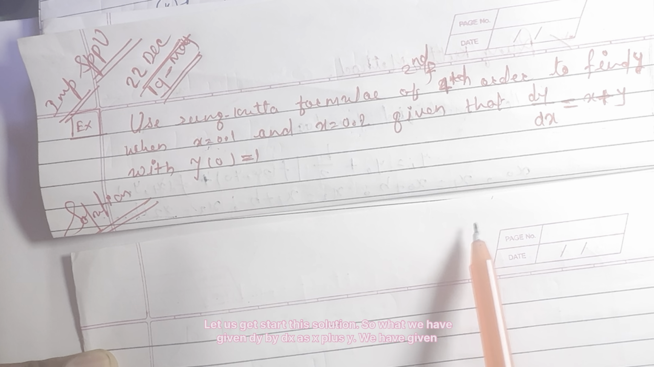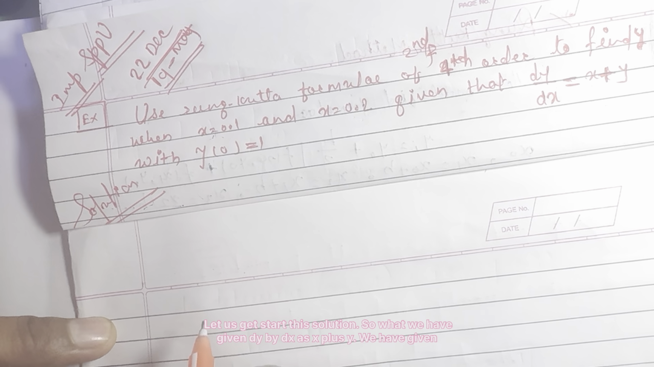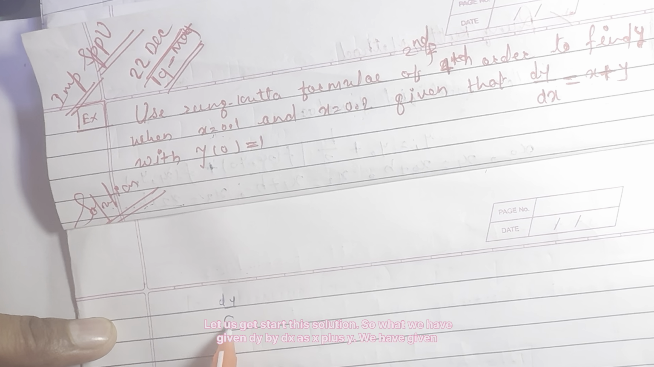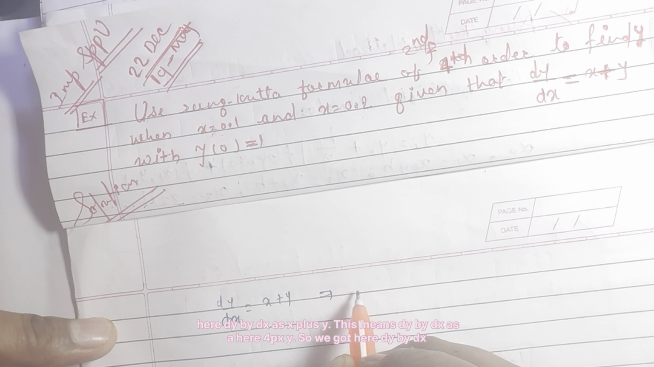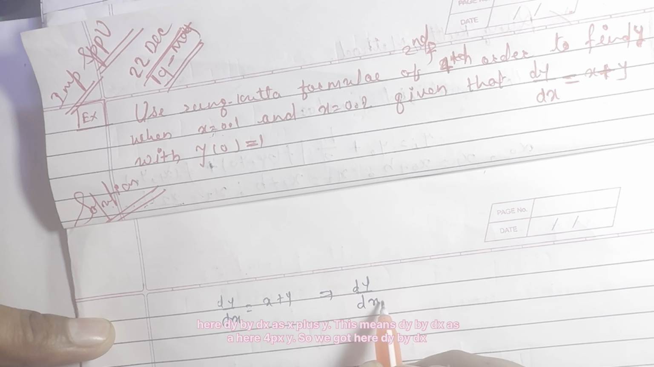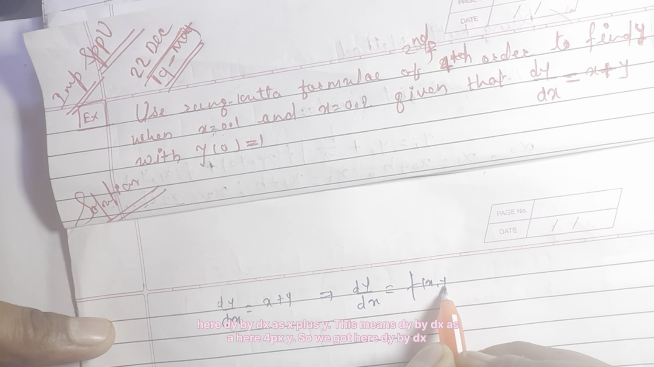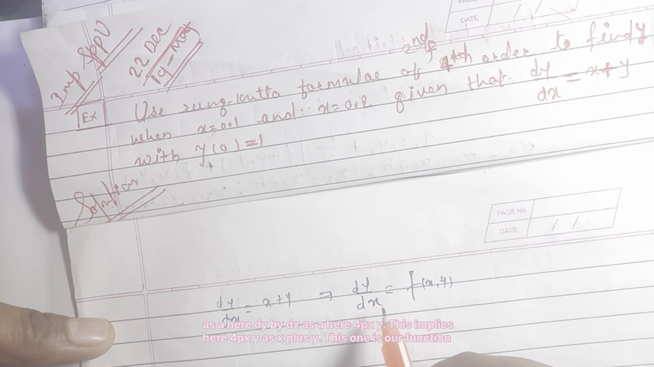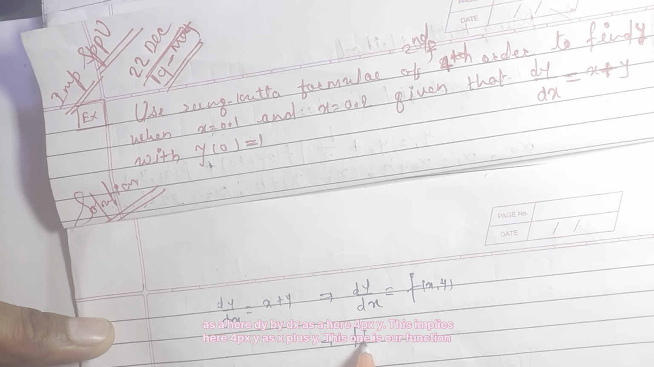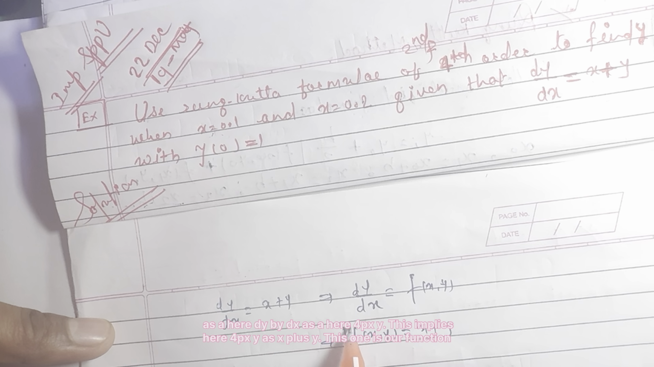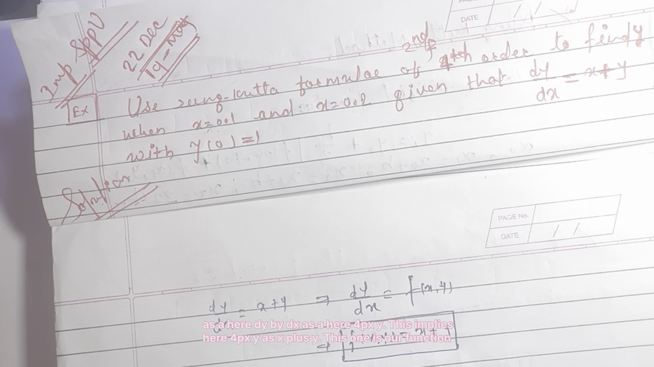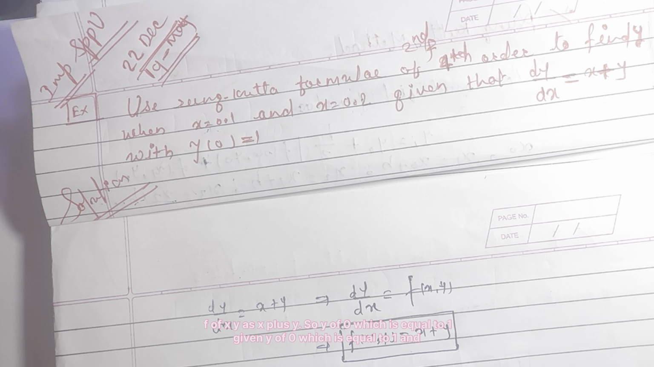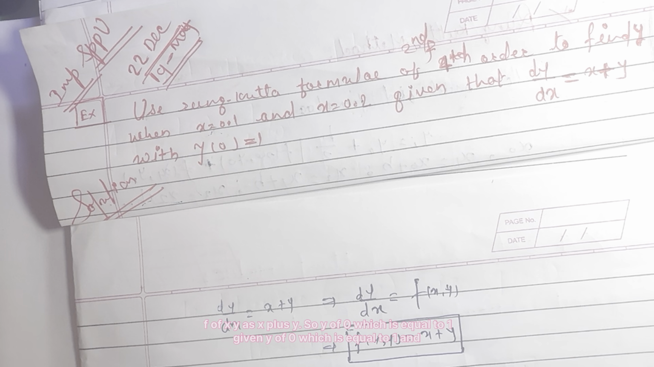We have given dy by dx as x plus y. This means dy by dx is f of x, y, which implies f of x, y equals x plus y. This is our function. So y of 0 equals 1 is given.